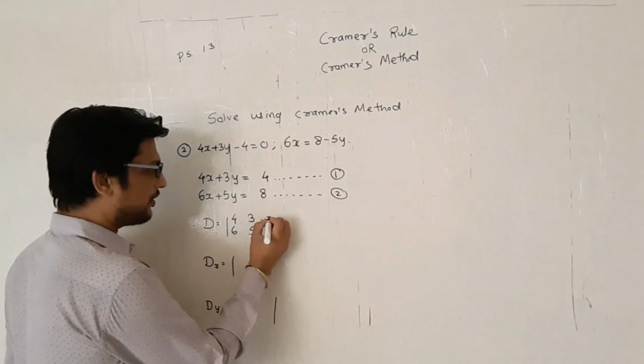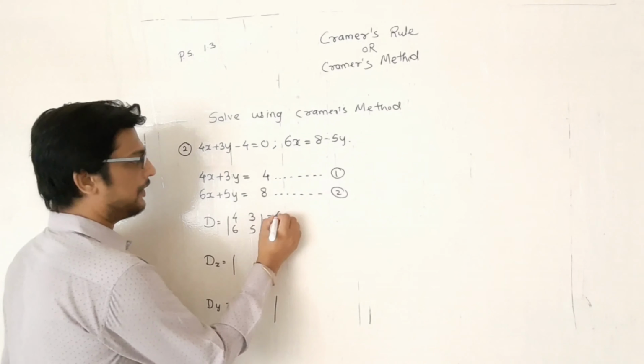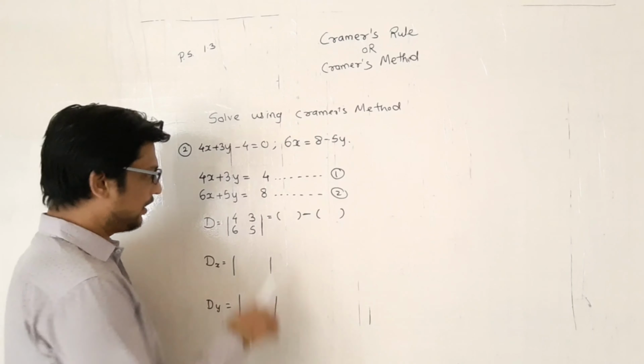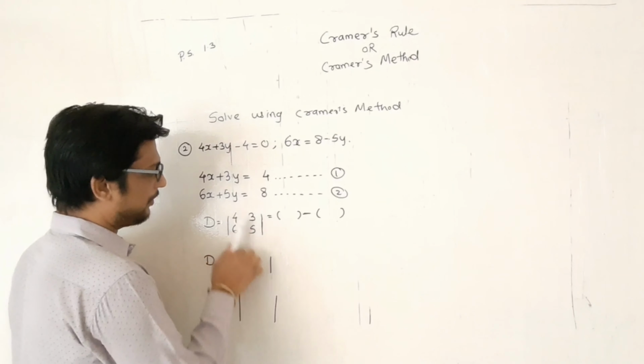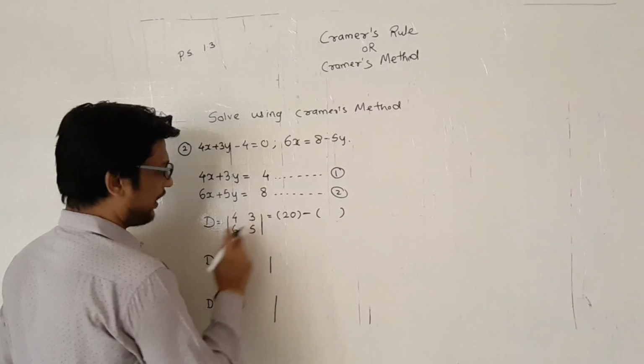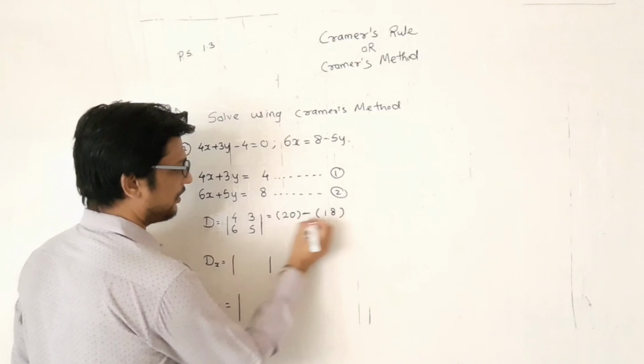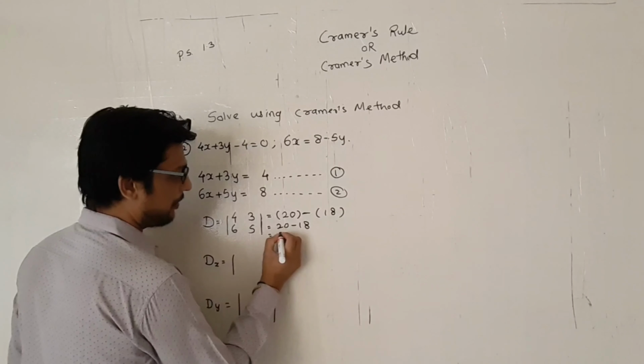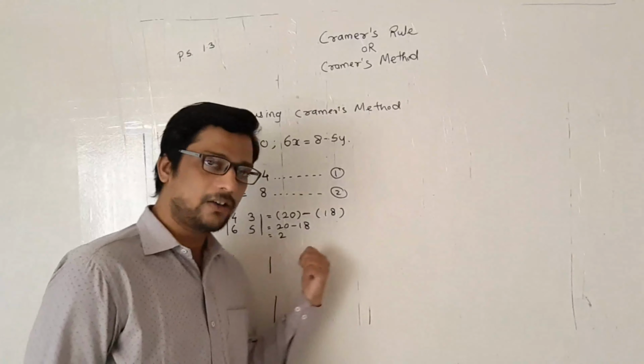Right. To solve this, I will use two brackets. In between two brackets I am writing a minus sign. In the first bracket what am I going to write? 5 4s are 20 and 6 3s are 18. So 20 minus 18 is nothing but 2. The value of D is nothing but 2.